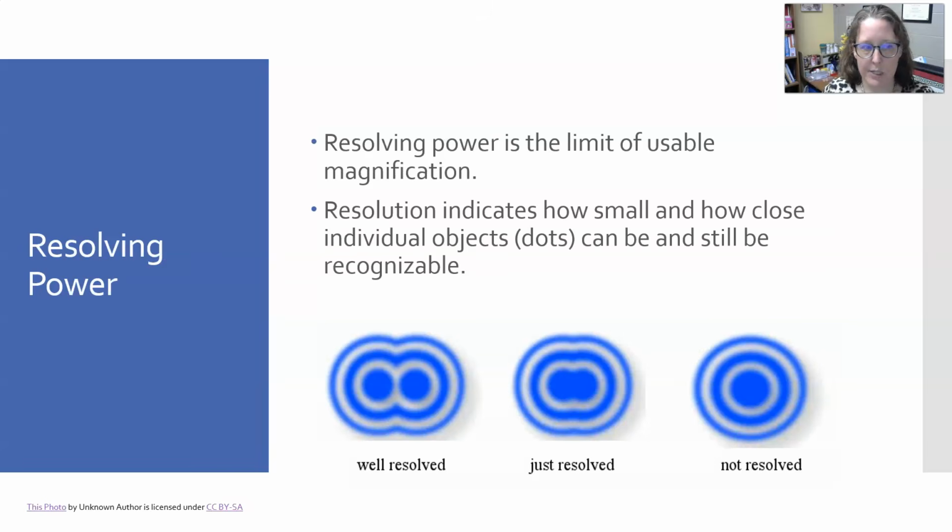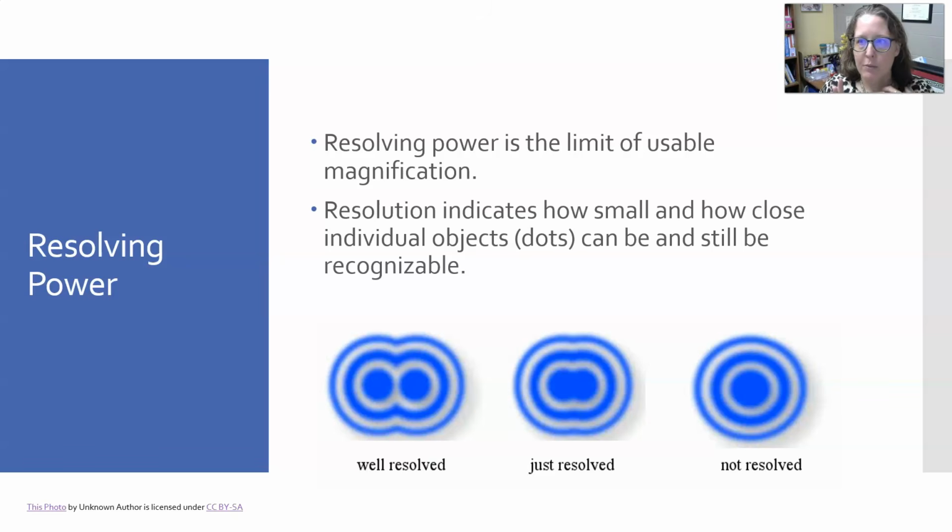Then you also have resolving power for the microscope. So the resolving power is the limit of the usable magnification, and resolution indicates how small and how close individual objects can be and still be recognizable as two separate objects and not one. It doesn't just run together.